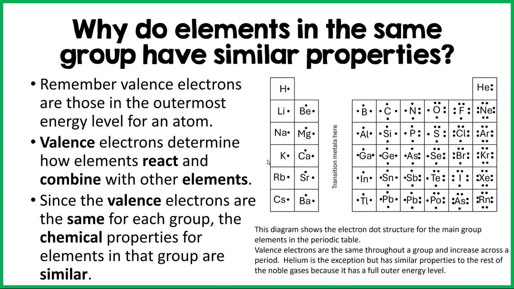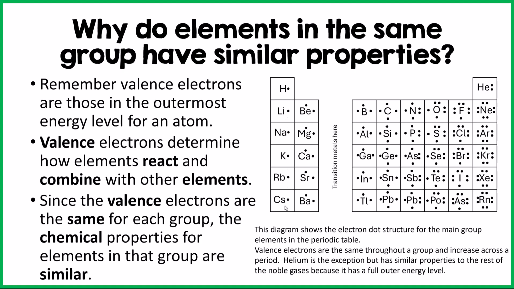So this diagram shows the electron dot structure for the main group of elements in the periodic table. So you can see the valence electrons here for the first group are all 1. There's 1 valence electron for all of those elements. And group 2 is going to have 2 valence electrons, and so on, with the exception of the transition metals. So valence electrons are the same throughout a group, and they increase across a period.